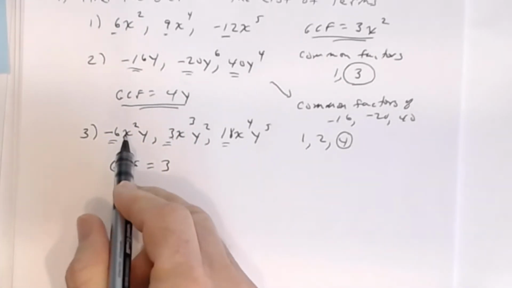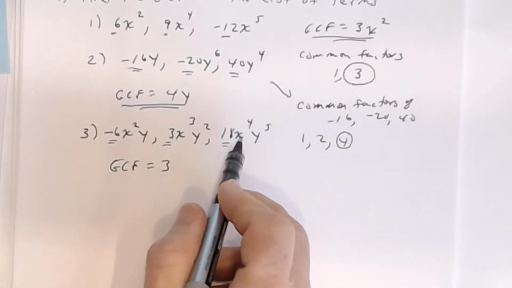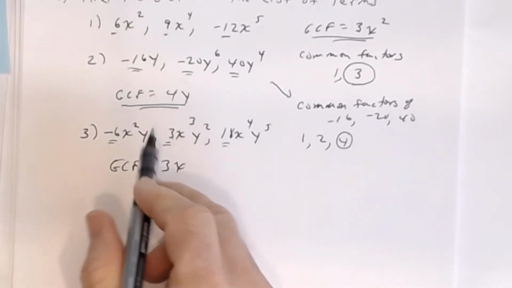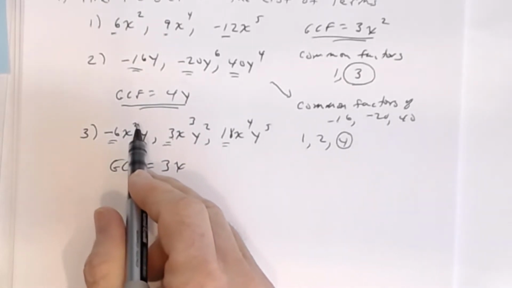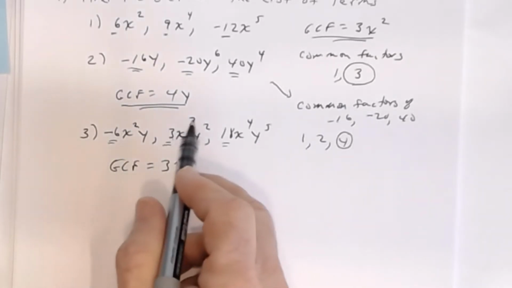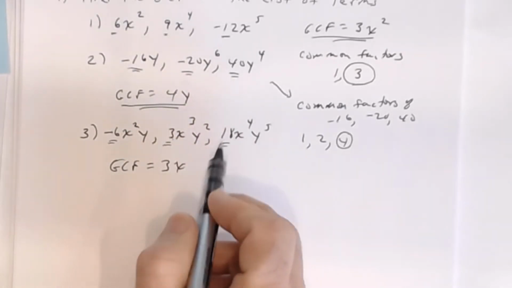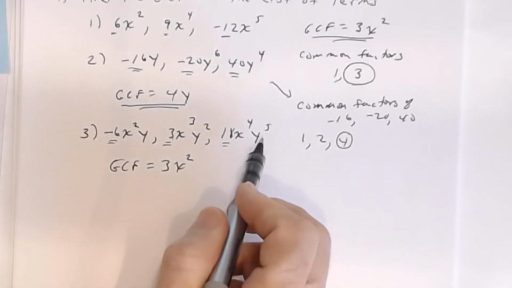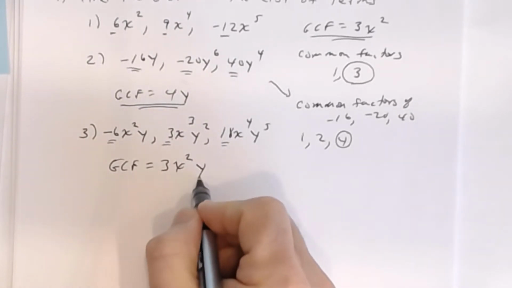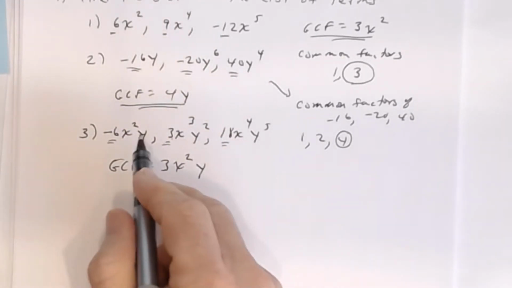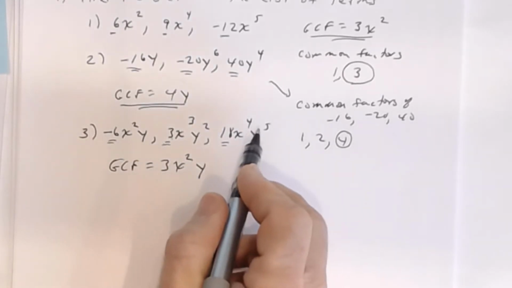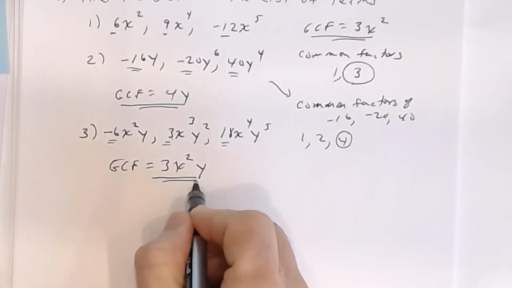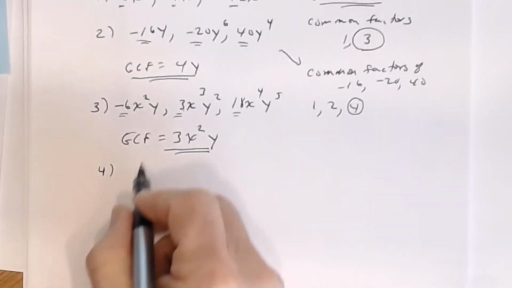Okay, let's talk about the variables. You have an x in every term, so you're going to have an x in your GCF. But pick the one with the smallest exponent. This is x squared, this is x cubed, this is x to the 4th. So you're going to choose x squared. You have a y in every term, so you're going to need a y. The question is, how many do you need? You have 1 here, 2 here, 5 here. So you need 1. Pick the one with the smallest exponent. So that's your GCF.